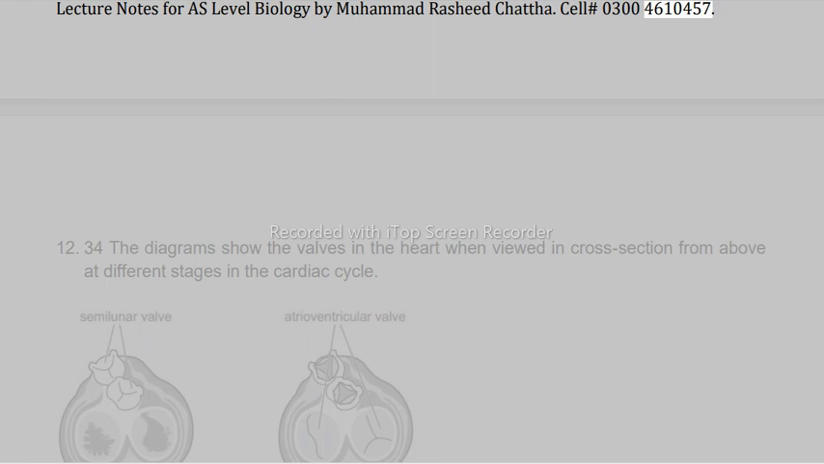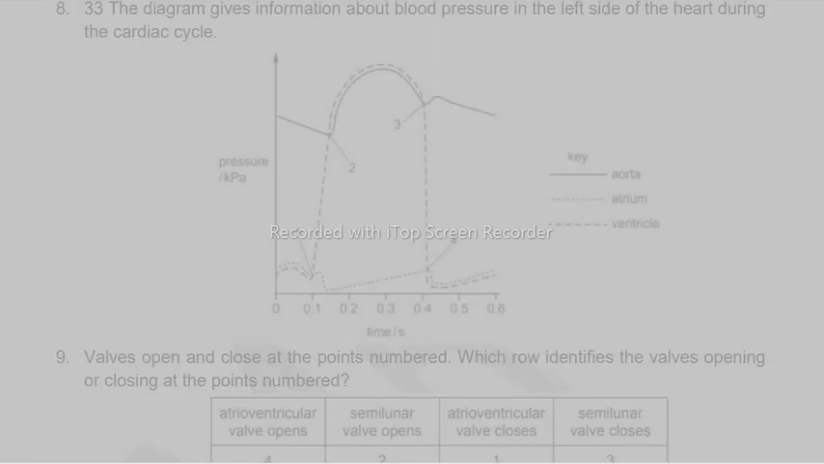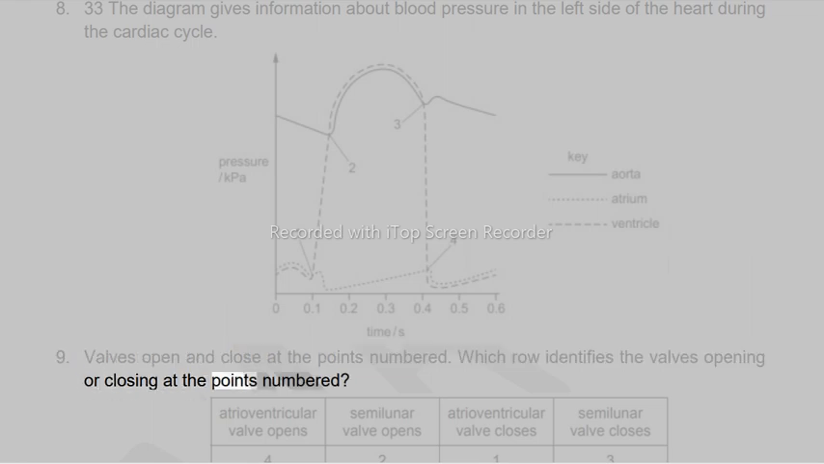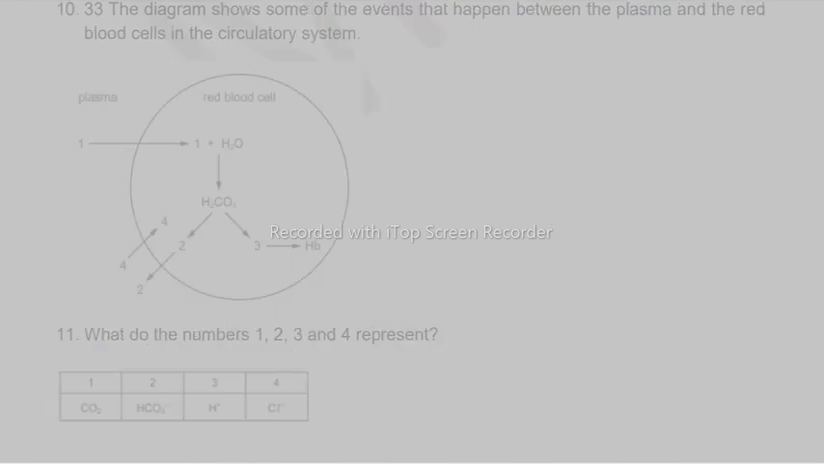8. 33. The diagram gives information about blood pressure in the left side of the heart during the cardiac cycle. 9. Valves open and close at the points numbered. Which row identifies the valves opening or closing at the points numbered? 10. 33. The diagram shows some of the events that happen between the plasma and the red blood cells in the circulatory system.